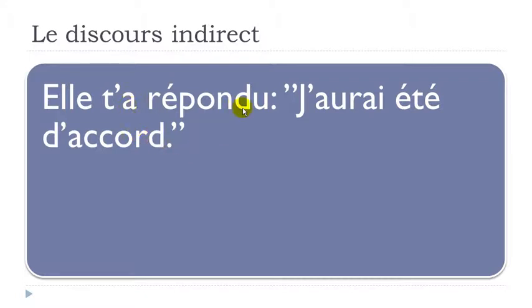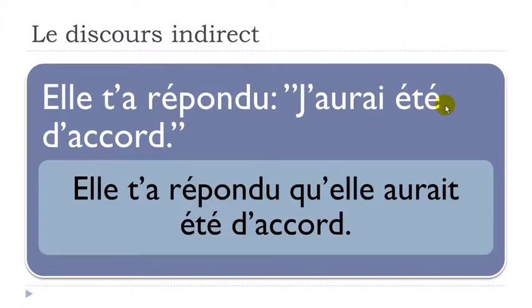Okay, so here, what do we have? First, as usual, we've got this passé composé. J'aurai été d'accord. Here we've got this futur antérieur form. And it will become elle t'a répondu qu'elle aurait été d'accord. So still the same thing. Keep in mind that it looks a little bit like this form, but it is quite different because it's what we call conditionnel passé. Okay?